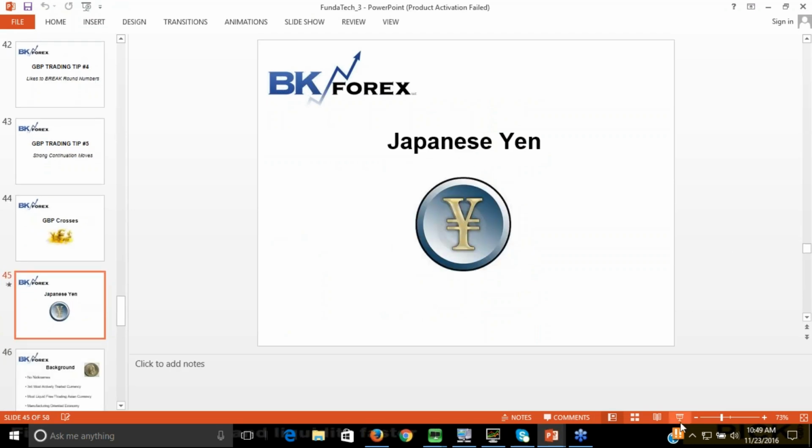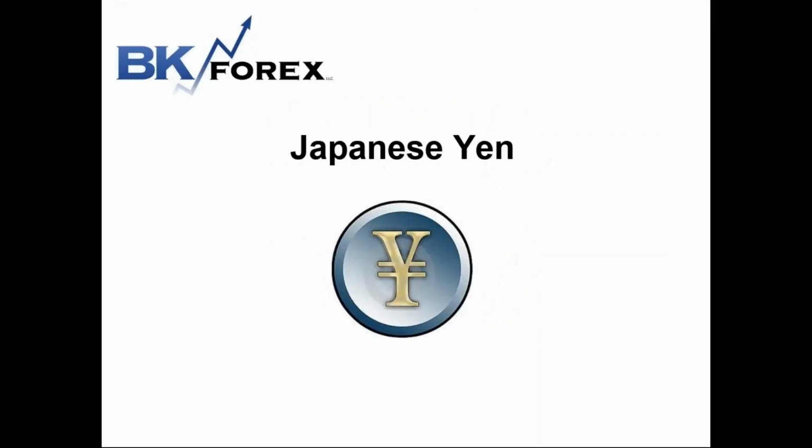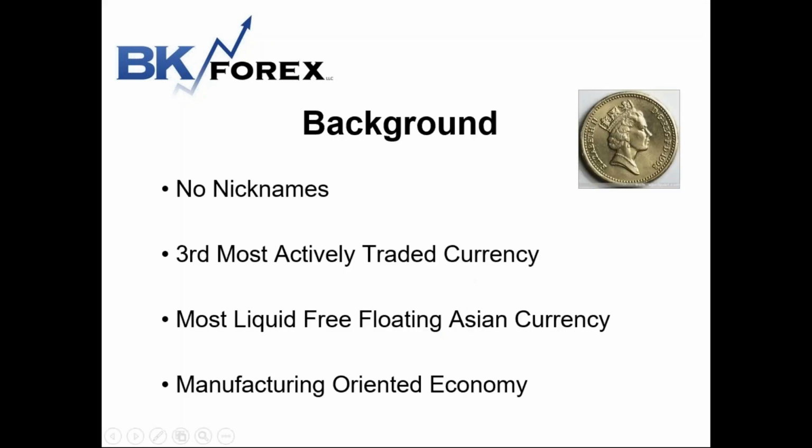Lastly, the Japanese yen. And in the next session, Boris will talk about the 4 other major currencies. The Japanese yen, there's no nickname for the Japanese yen. It is, however, the 3rd most actively traded currency. It is the most liquid, free-floating Asian currency, and sometimes is viewed as the proxy for Asia.